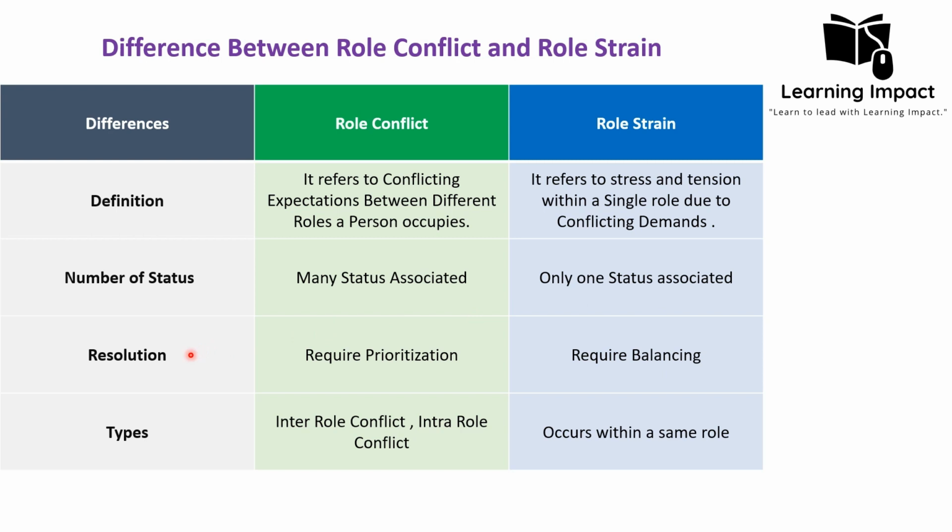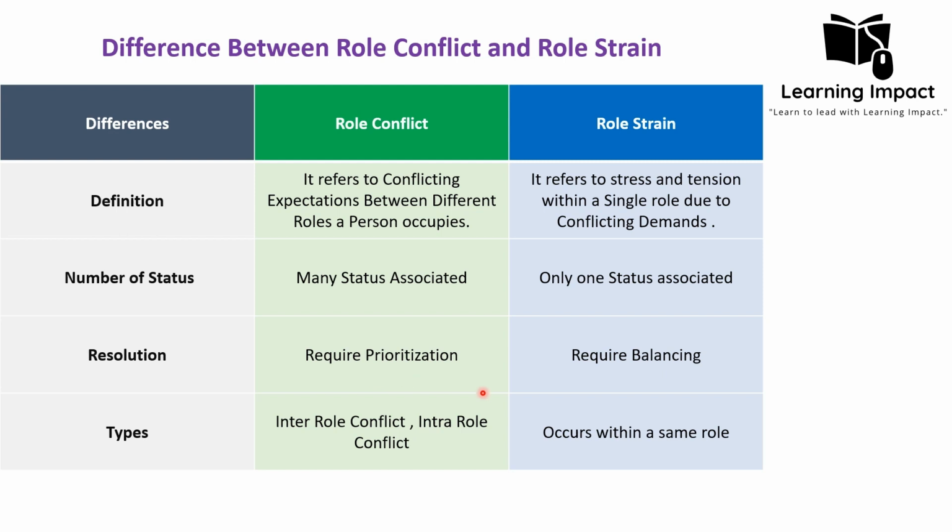Now, how can an individual resolve this issue? In the case of role conflict, an individual requires prioritization. For example, a woman who is a mother and also a working woman. At a time when her new baby is born, she has to take leave to give more time to her newborn baby. So in this case, she has to prioritize what is more important for her at this time as compared to others. This leads to the resolution of this role conflict.